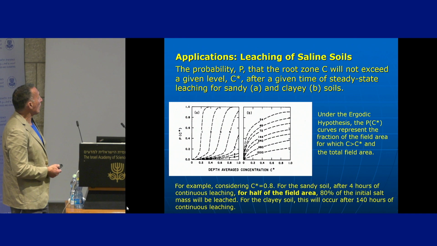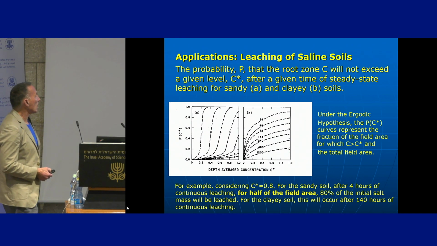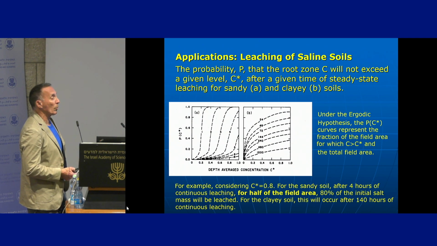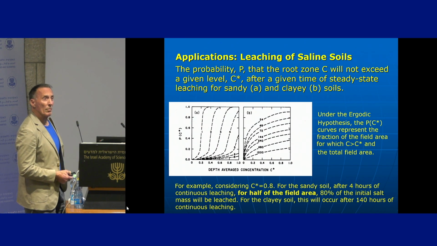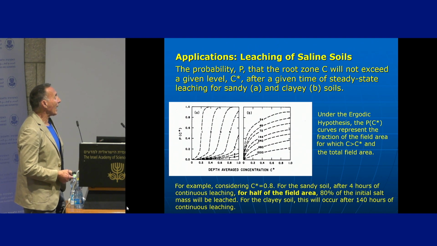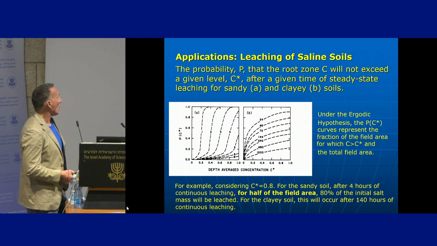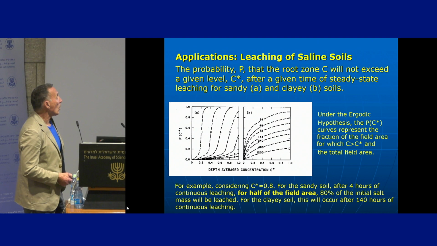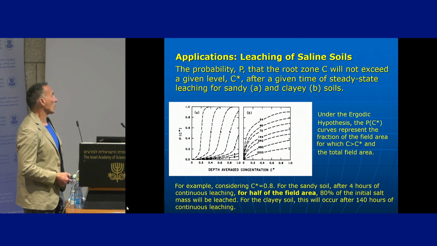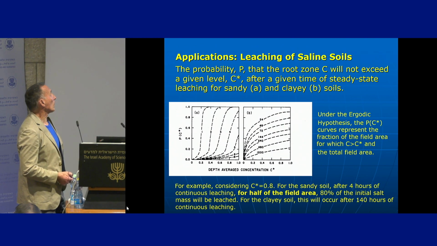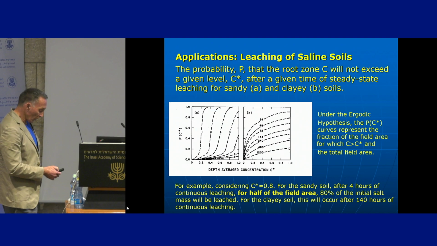And for example, if we take this figure, we can see that if we consider a reference C star of 0.8 for the sandy soil, after 4 hours of continuous leaching, for half of the field area, 80% of the initial salt mass will be leached. On the other hand, for the clayey soil, this will occur after 140 hours of continuous leaching. So this is a very nice application of the model developed by Gedeon and Eshel.